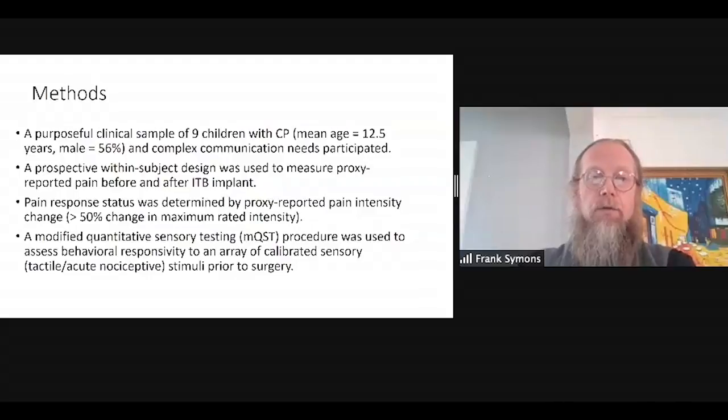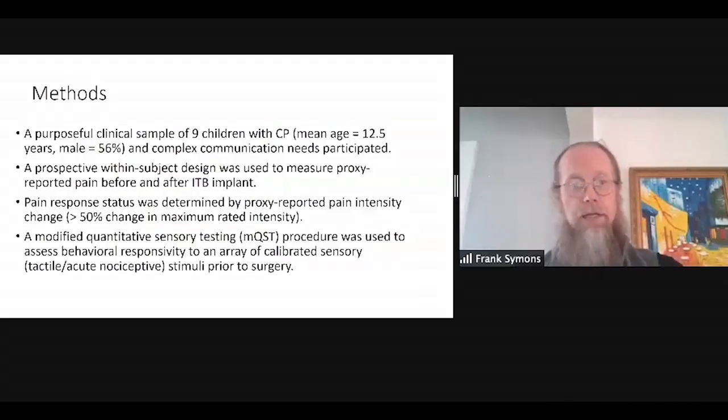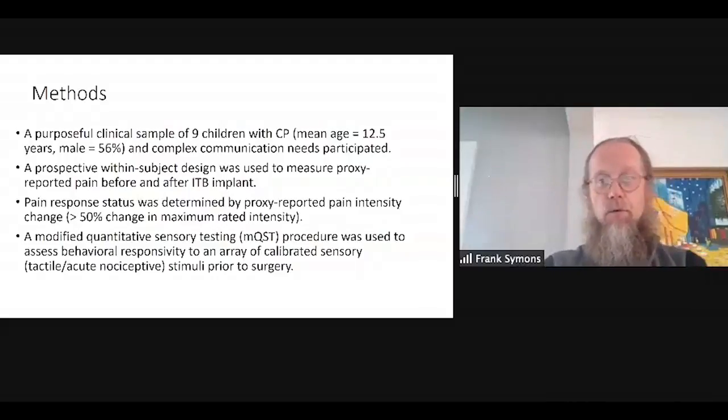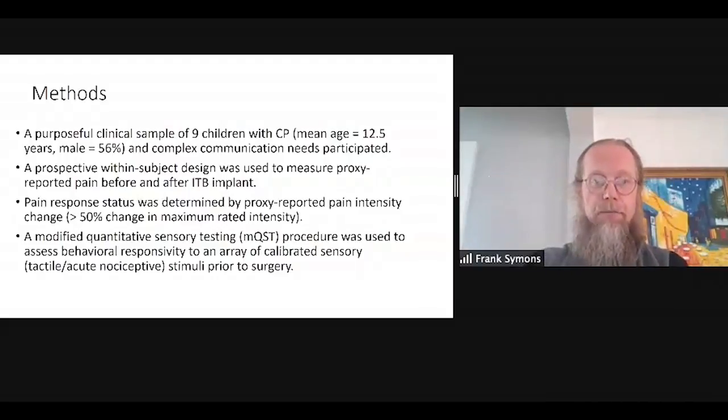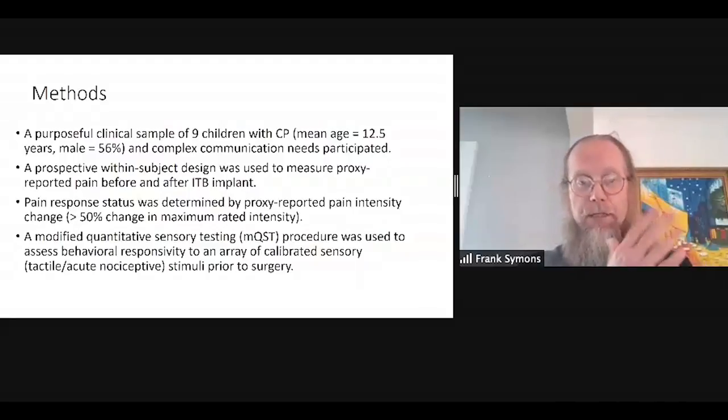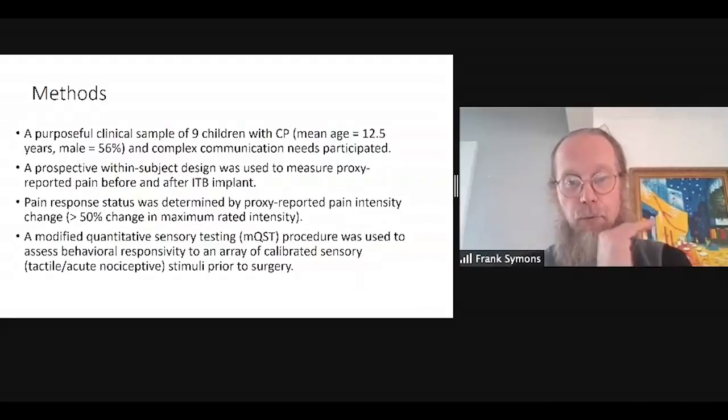So, a small sample, just a purposeful clinical enrolled sample of children with CP indicated for this surgery, with complex communication needs. It is a prospective within-subject design before and after ITB implant. ITB is intrathecal baclofen pump. Pain response was determined by proxy reported pain intensity change. Greater than 50% change in maximum rated intensity was considered to be responsive to the implant for pain management. And then again, we applied MQST to assess behavioral responsivity to those calibrated sensory stimuli I mentioned prior to surgery.